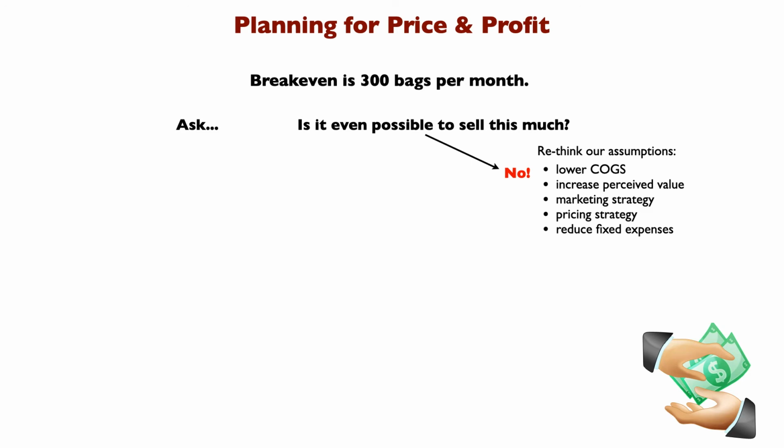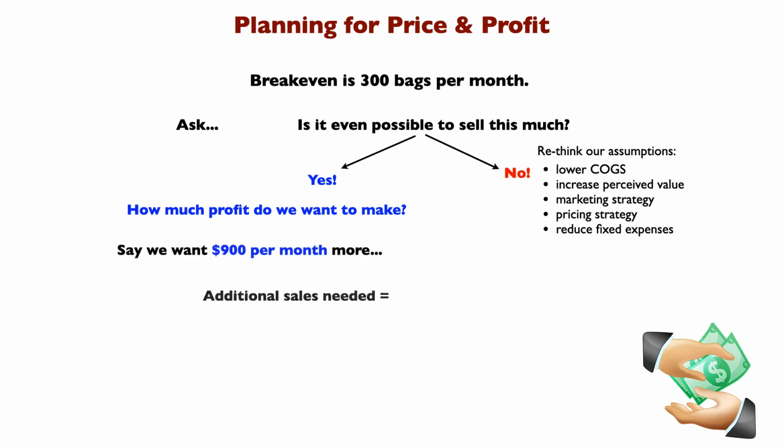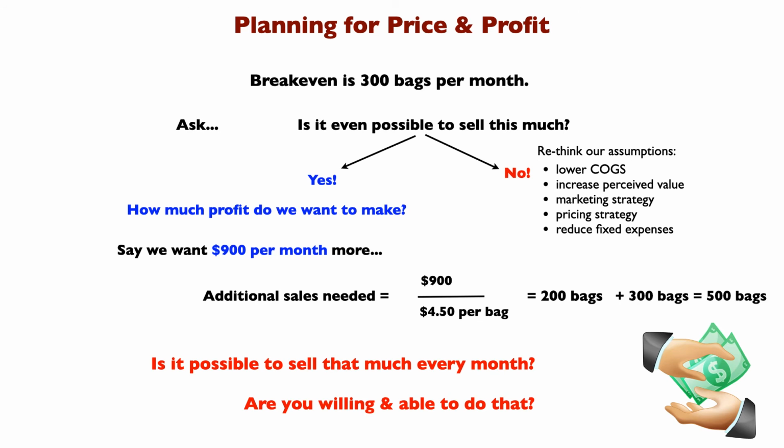Is it even possible to sell this much? If you say yes, in fact it is, we can sell 300 bags a month, in fact probably a lot more, then we can ask ourselves, how much profit do we want to make? And let's just say we want to earn $900 more per month. The calculation is pretty much the same as before. 900 divided by 4.50 per bag is 200 bags. You add that to the 300 bags we need to sell to cover costs, and we come up to 500 bags.